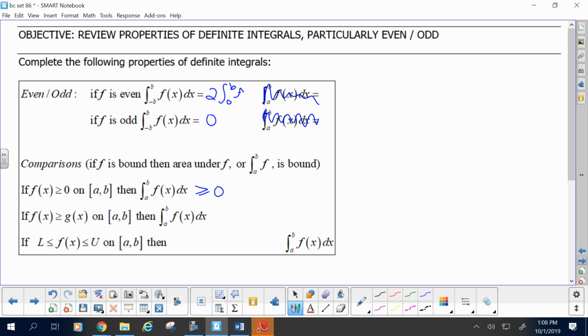If the y values of f are always greater than or equal to the y values of g, then what do you know about the area under f? Greater than or equal to the area under g. Cool. And last but not least, I didn't give you enough room to do both of these, but that's okay. Say f is between some lower bound and upper bound.